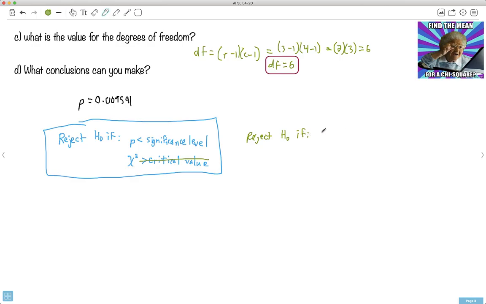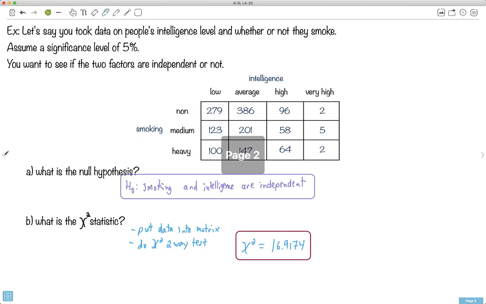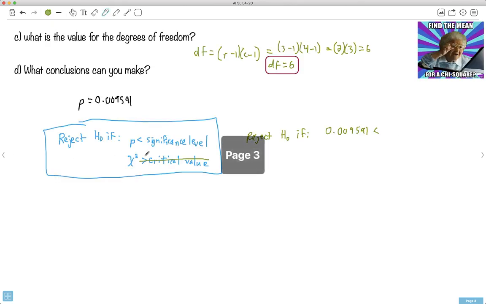So I'm going to reject H0 if my p-value, which is 0.009591, is less than my significance level. My significance level was 5%, which is 0.05. So the question is, is this the case? Is 0.009 less than 0.05? That's the whole question you have to ask. This is the important part here. So yes, do you see this is the case? This number is indeed less than that.